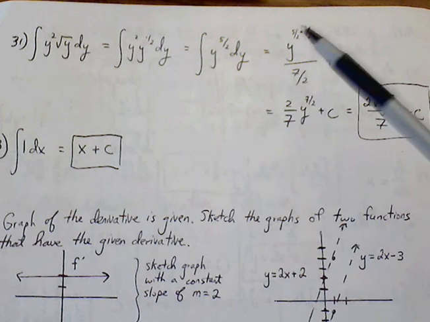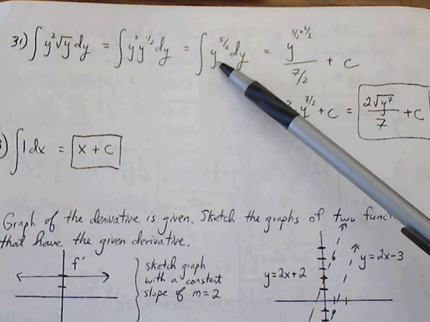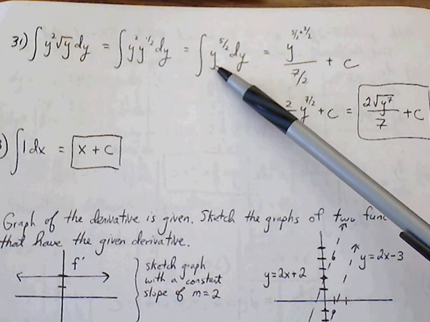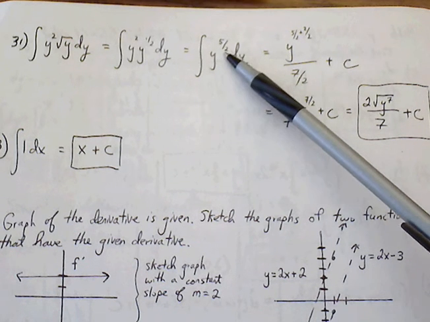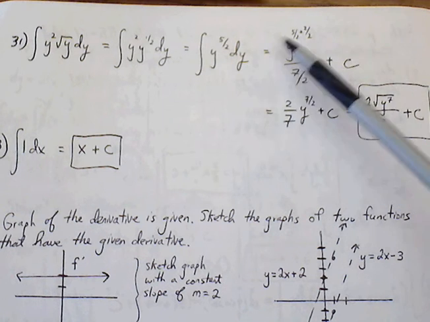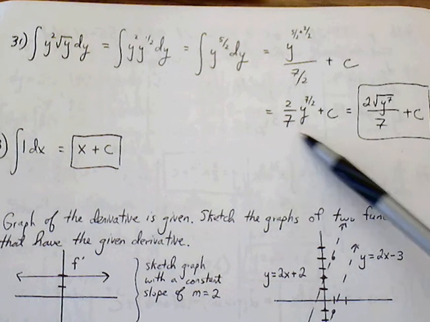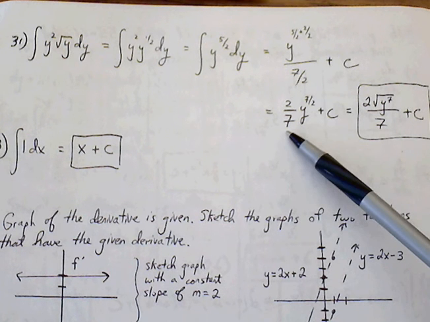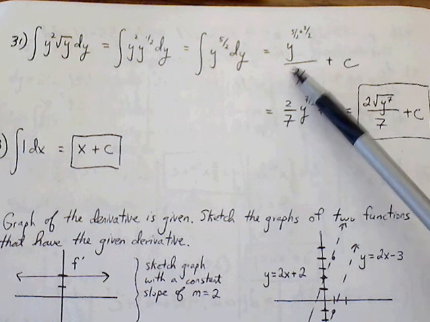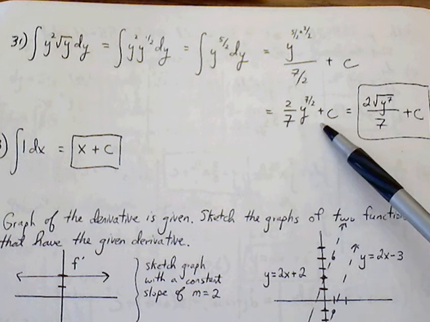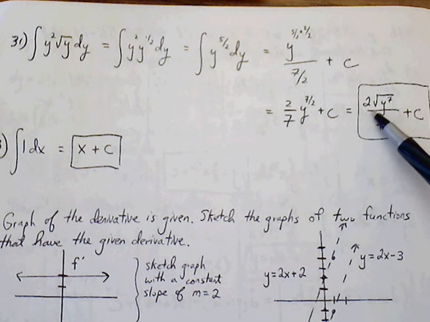So once I have my variable raised to the rational exponent, it is in the right place. It's already in the numerator, and we just apply the power rule. So 5/2 plus 1, 5/2 plus 2/2, is 7/2. Okay. Flip, bring the 2/7 up, get it out of the complex fraction, and we get 2/7 y to the 7/2 plus c, or 2 square root of y to the 7th over 7 plus c.